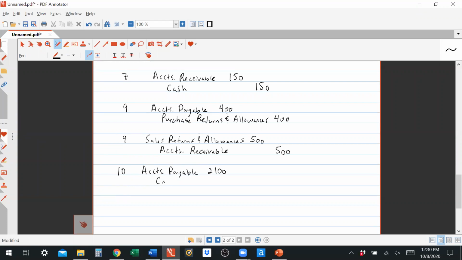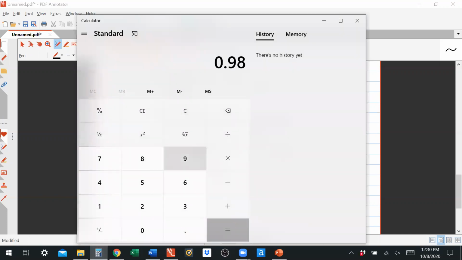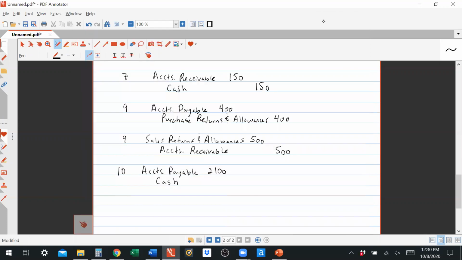How much cash, though, do we have to pay off that account? Since we paid within the discount period, we only have to pay 98% of $2,100 to satisfy the account. So we pay them $2,058. And it looks like the discount is $42. And we credit purchase discounts. It reduces the value of our purchases a little bit more, right?